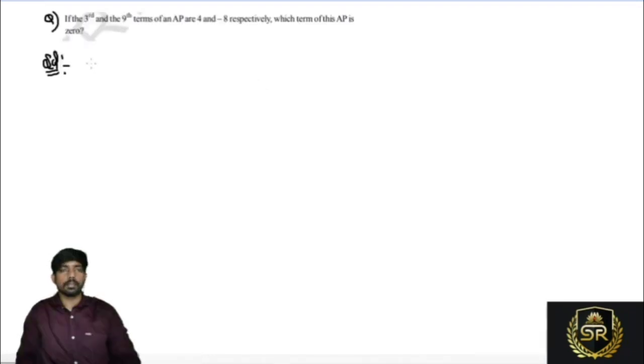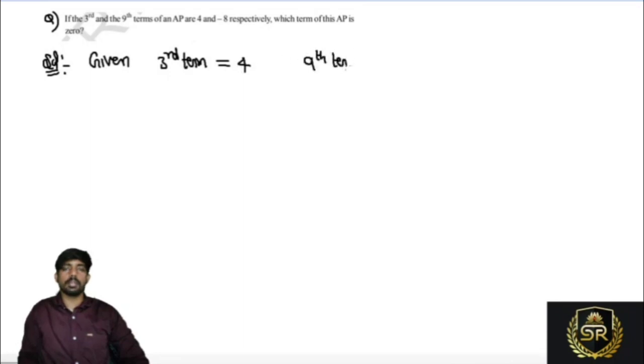Okay, so here we have a question. If the third and ninth term of an AP is 4 and minus 8 respectively, which term of this AP is 0? So here, what is given? Third term of AP is 4 and ninth term is equal to minus 8. So A3 is equal to 4, A9 is equal to minus 8.